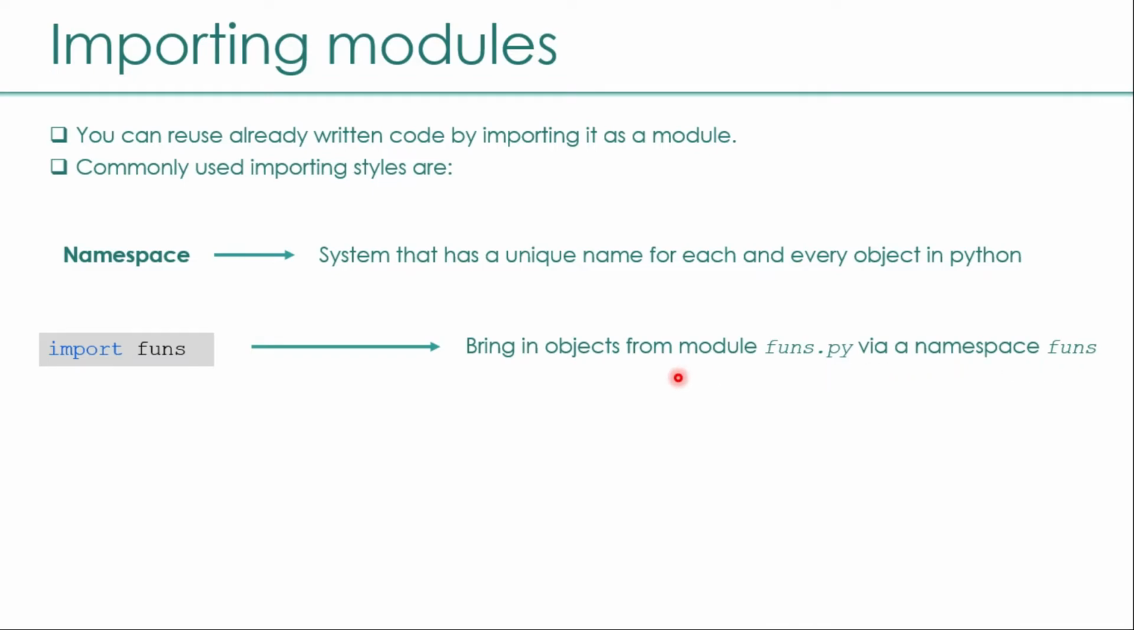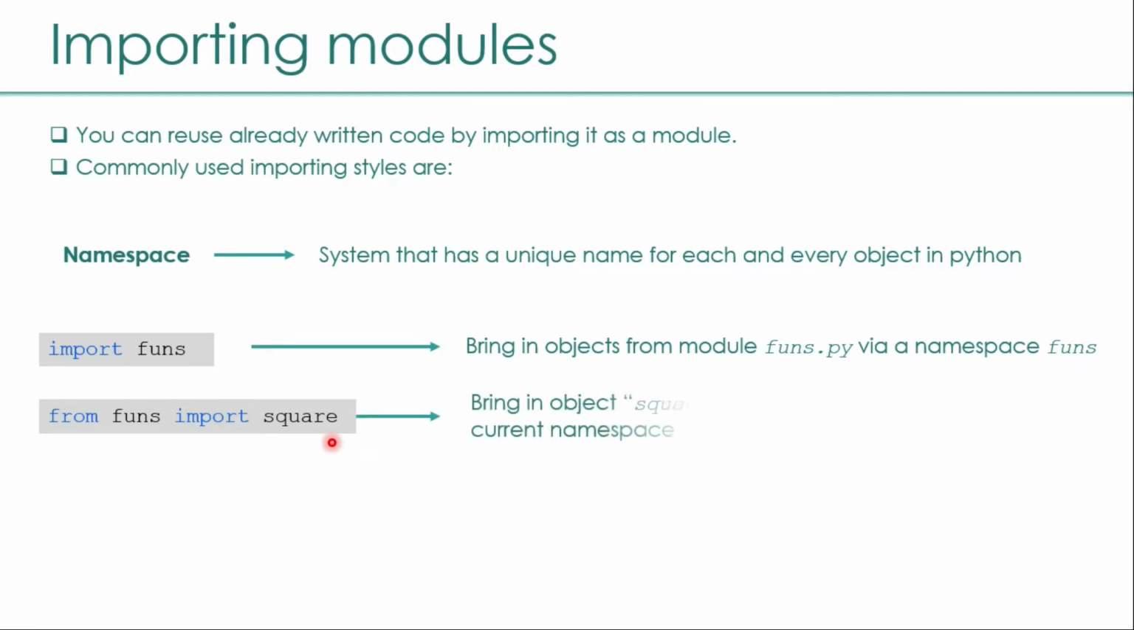If you use a statement like from funds import square, where square is some object or method, you are directly bringing that object, in this case the square object, into the current namespace. In the first way you have to use the funds reference to access any object in the funds module, but here you are directly importing that object into the current namespace.